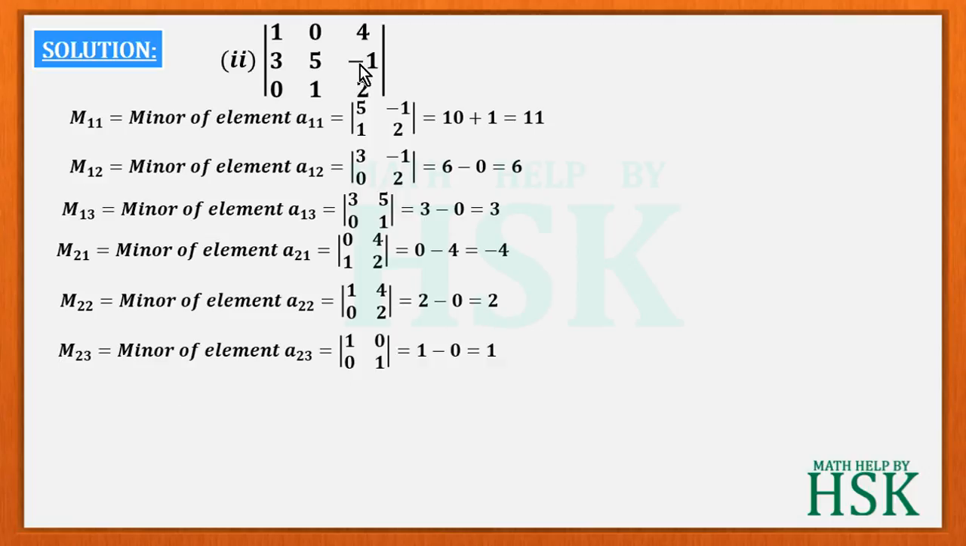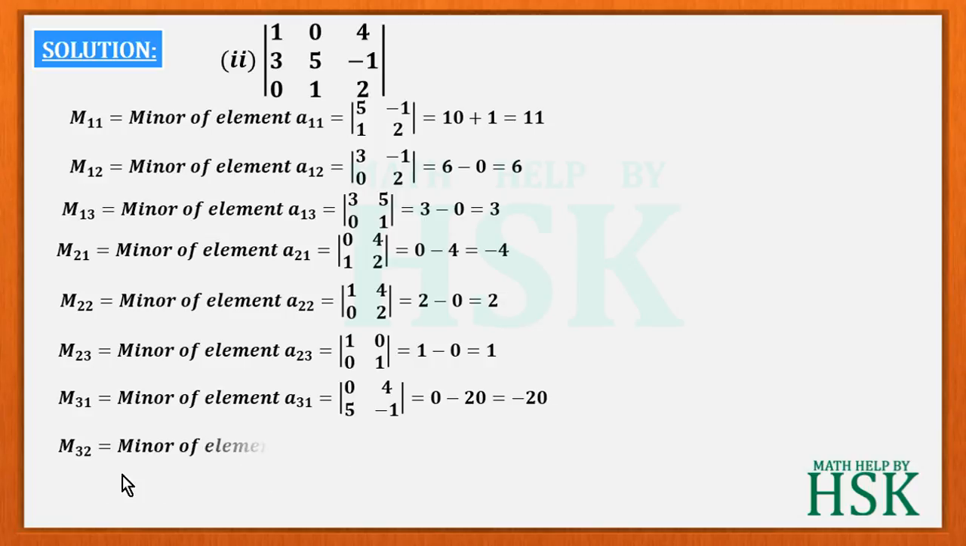m23, the minor of this element, would be equal to the determinant 1 0 / 0 1, and this will be equal to 1 minus 0, or 1. m31, the minor of this element, would be equal to the determinant 0 4 / 5 minus 1, that will be equal to 0 minus 20, or minus 20.